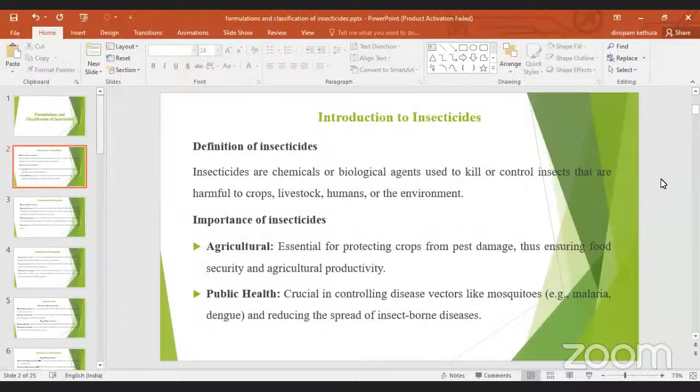and to reduce the spread of insect-borne diseases. This is the importance of insecticides. Hope you understand this slide. If there is any doubt at any point, please feel free to clarify your doubts.